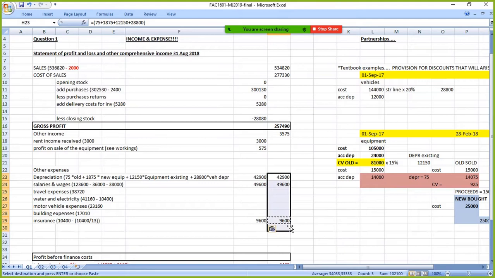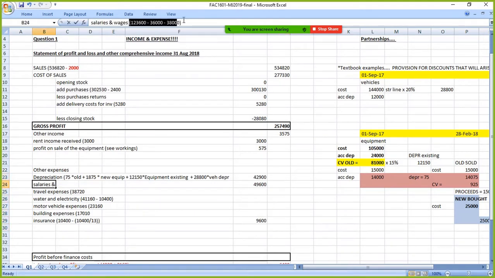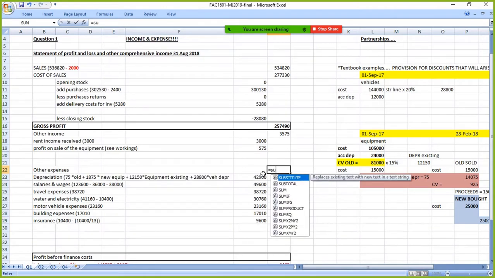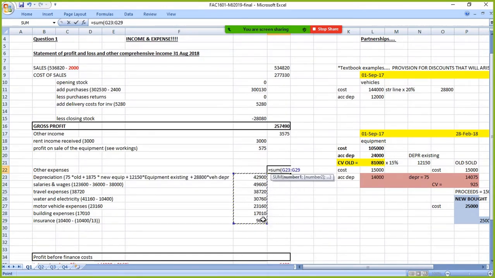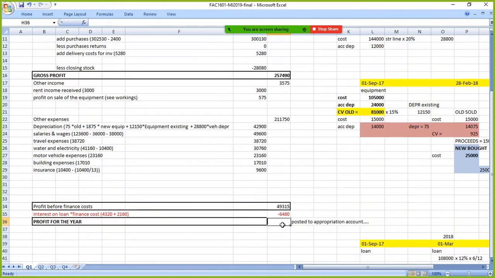Okay, so there's the column. All right, so those figures need to actually go here. Okay, just to make sure everything's right. All right, salaries and wages, update the figure. Oh, I've done that one, sorry. Redoing it. 38720. Okay, this one I'm going to have to subtract. 23160, 17010. Perfect. Okay, other expenses, sum up. Okay, your profit before finance costs, your gross profit plus your other income minus your expenses. Okay, your finance costs, subtract. And that's it. That's the end.